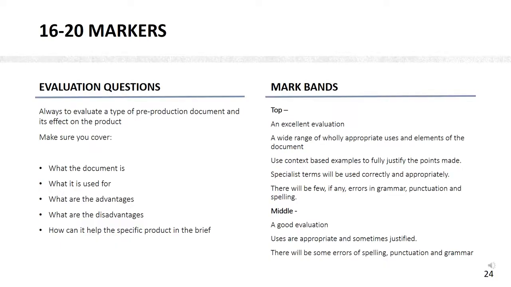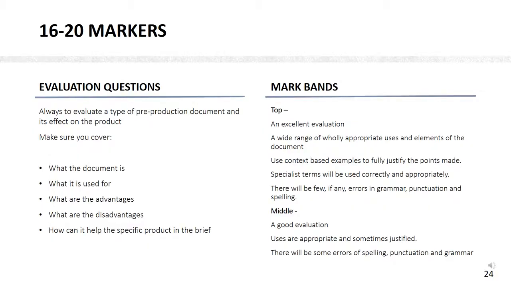Now the mark bands, I'm not covering the bottom one. I'm just going to focus on the top and the middle. So if you go for one of those two mark bands, you're going to pick up most of the marks. So the top mark band describes it as an excellent evaluation. So you're looking to do kind of like 3 advantages, 3 disadvantages, or 4 advantages, 2 disadvantages, whichever way you want to look at it. Try to make 6 points. You want to try and have a wide range of appropriate uses and elements. So what can you specifically use that type of document for, and link it to the brief. It says use context-based examples to fully justify the points made.